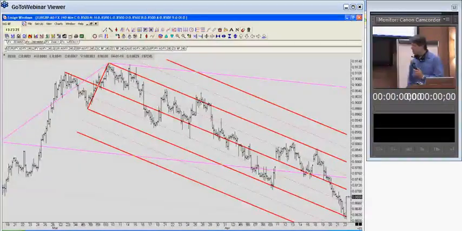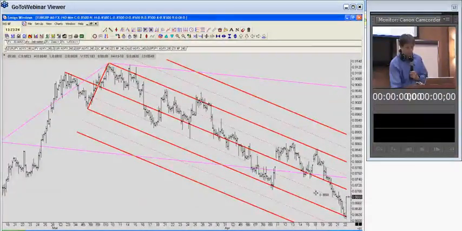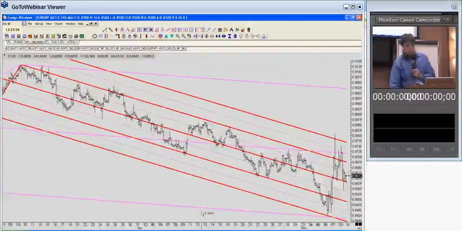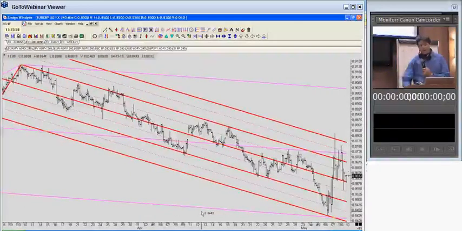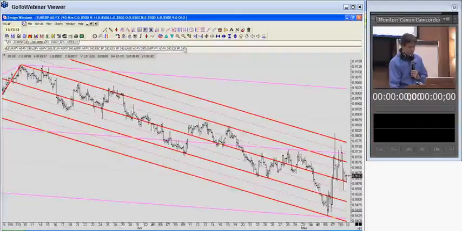Question from Sol, I think he's in Malaysia, I believe. But where do you enter your position? Okay. Where's an entry there? Well, here's how I trade median lines.